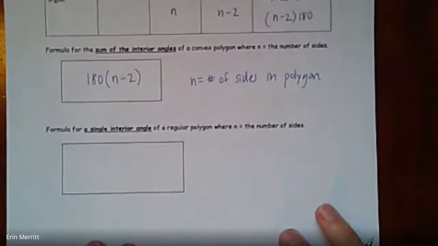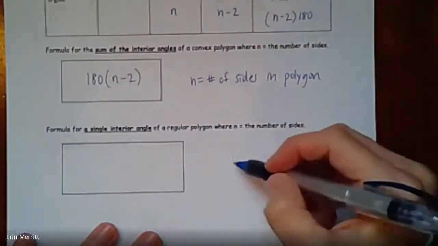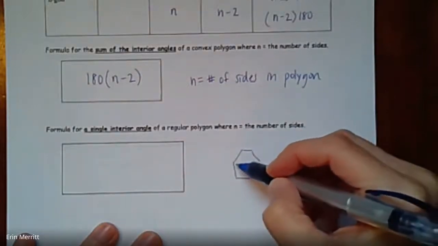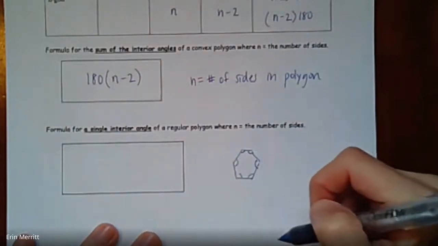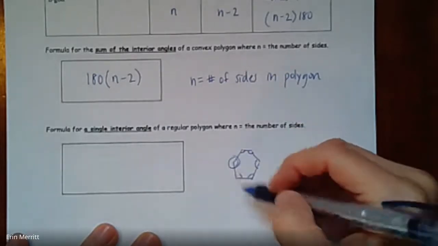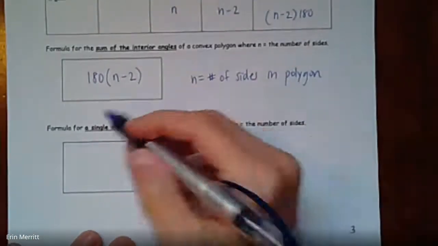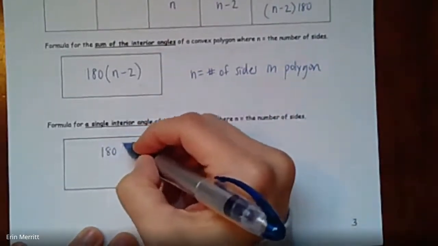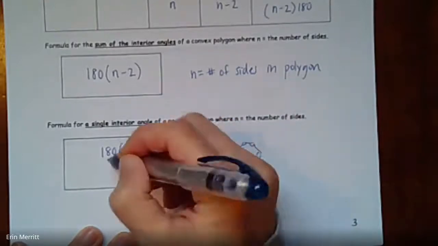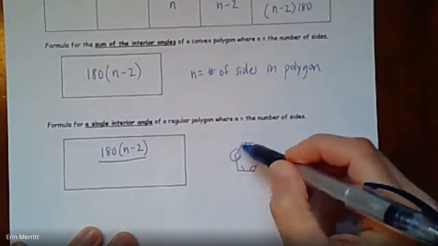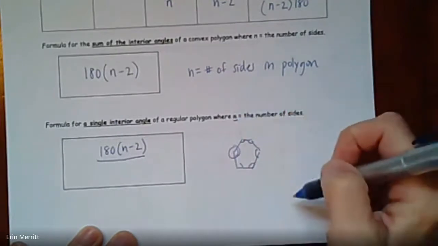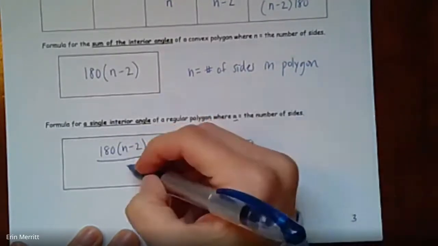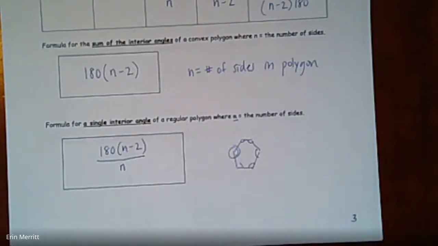Now, when it says, what's the formula for a single interior angle in a regular polygon? It's the idea that if you take the sum and you divide it by however many angles there are, you can calculate one little corner all by itself, like one little angle here. So all you'd have to do is take the sum and divide it by how many angles there are. So you would take the sum of 180 times n minus 2 and divide it by however many angles. Well, if there's n number of sides, there's also n number of angles. So you would divide it by n.